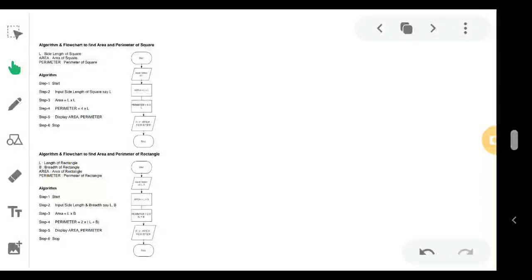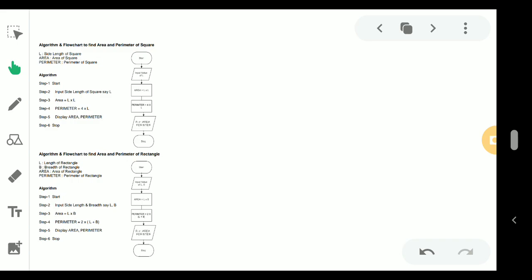In the previous lecture session, we have learned how to add two numbers, how to write the algorithm and flowchart, as well as the temperature conversion from Celsius to Fahrenheit and Fahrenheit to Celsius. So today we will start with another flowchart and algorithm. The topic for today is the algorithm and flowchart to find the area and the perimeter of a square.